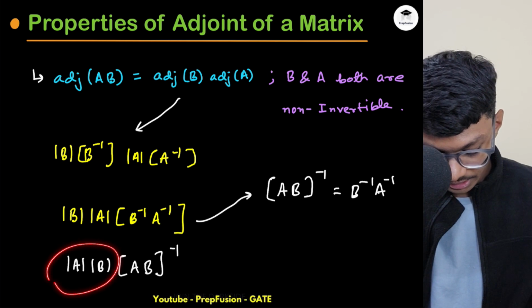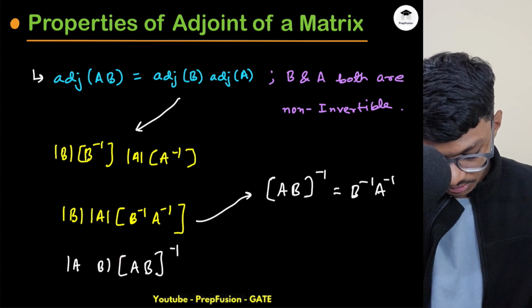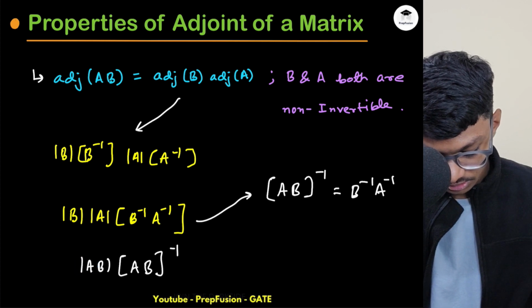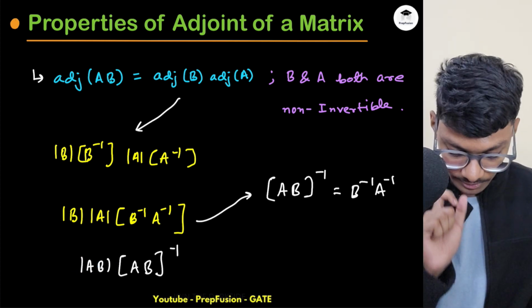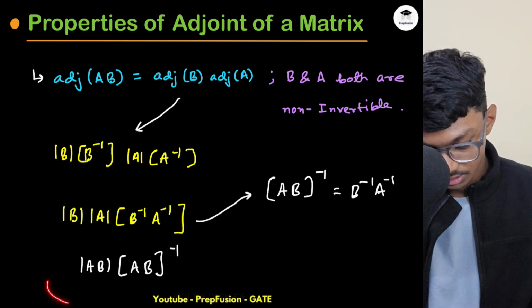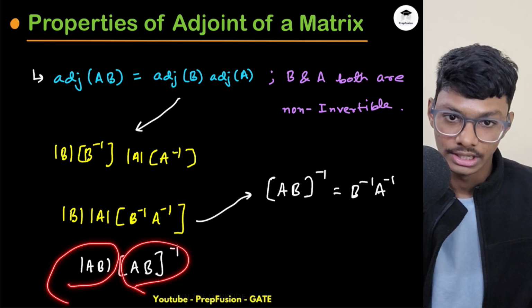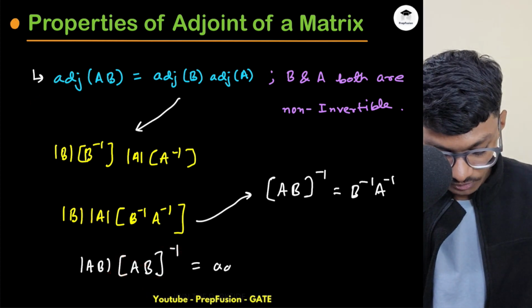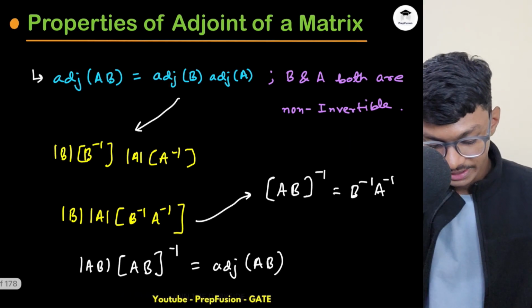Now this determinant of A times determinant of B, I can write as a single determinant, because they are just simple scalars. So this is simply determinant of AB into AB inverse. Now what does this mean? Determinant of something into its inverse is simply talking about the adjoint itself. So this equals adjoint of AB.